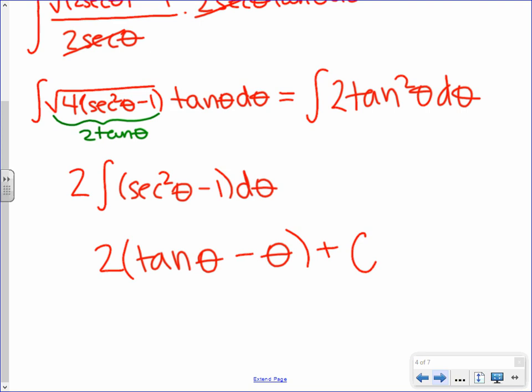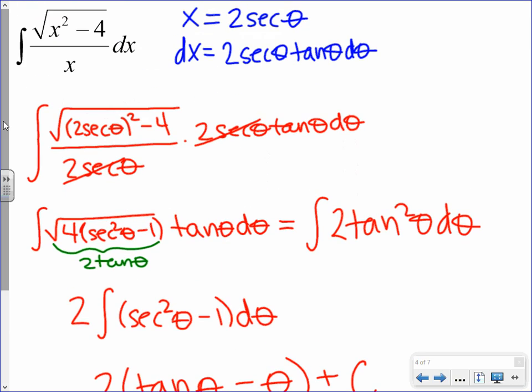Okay. So now, is this answer acceptable? It's not in terms of x. Okay. We need to change it back to x. So this is where our triangle is really going to come in handy because we have this tangent of theta that we need to switch. So let's come back up here and draw our triangle. So our secant ratio is x over 2. So secant is hypotenuse over adjacent. Therefore, the leg of our triangle is the square root of x squared minus 4.